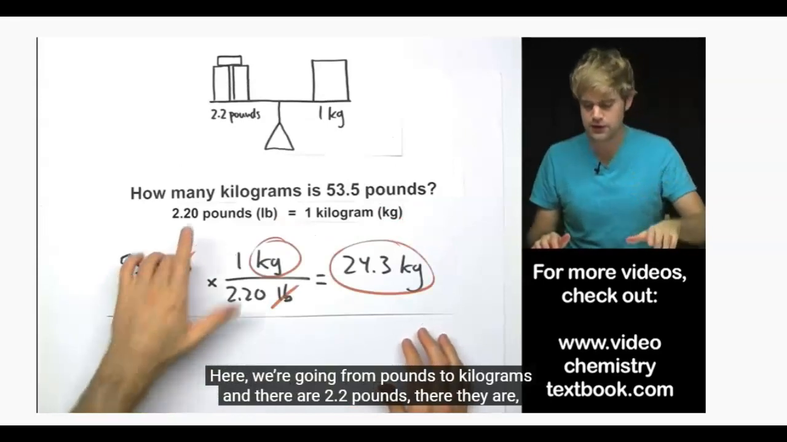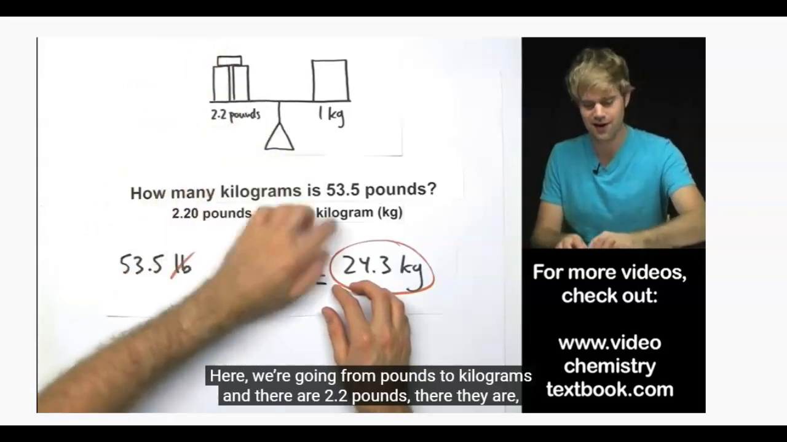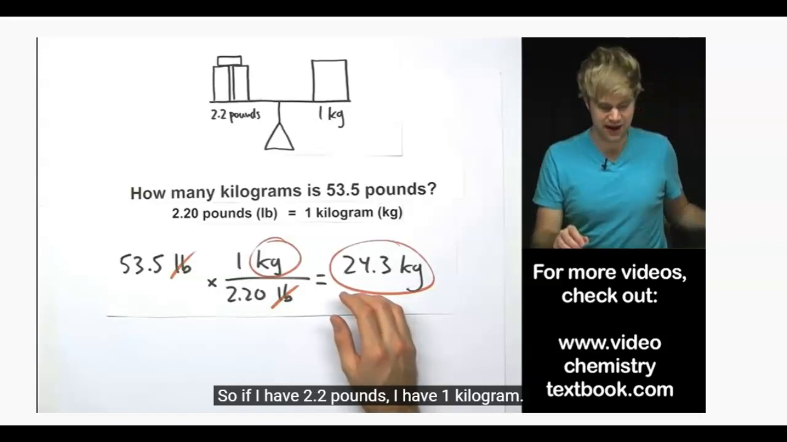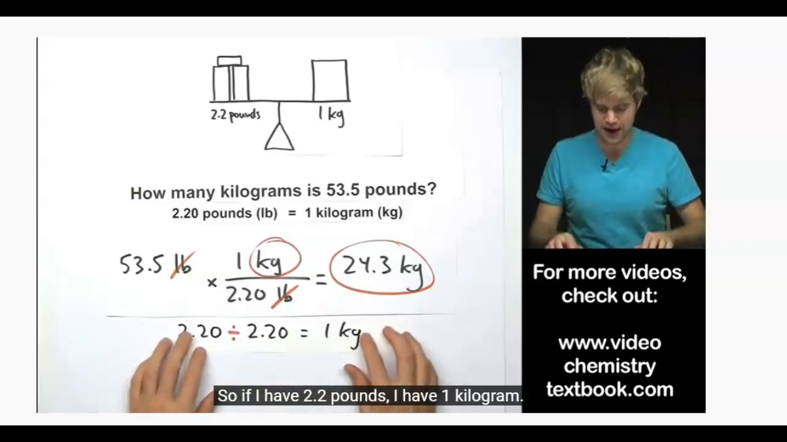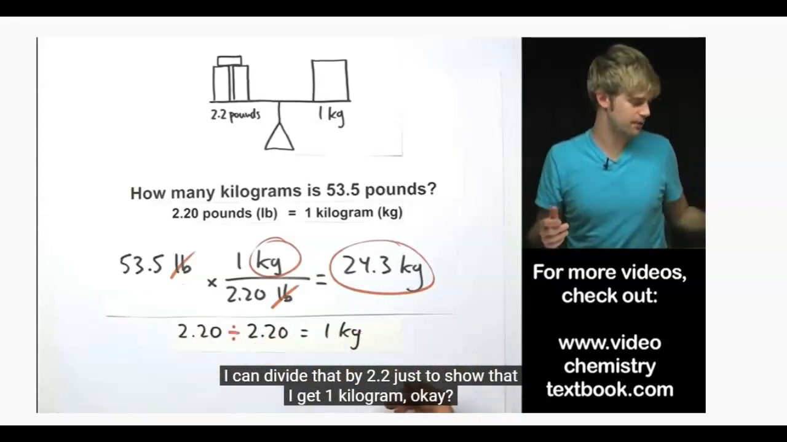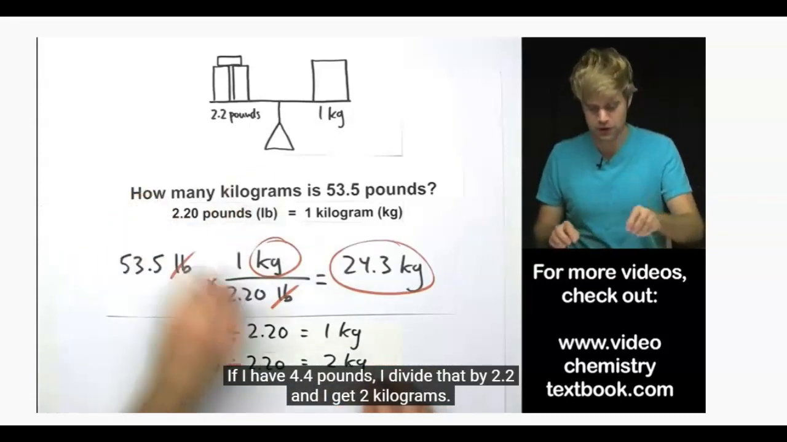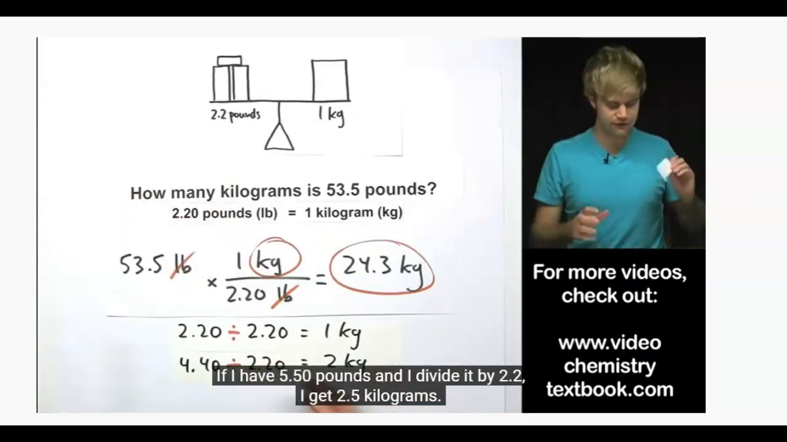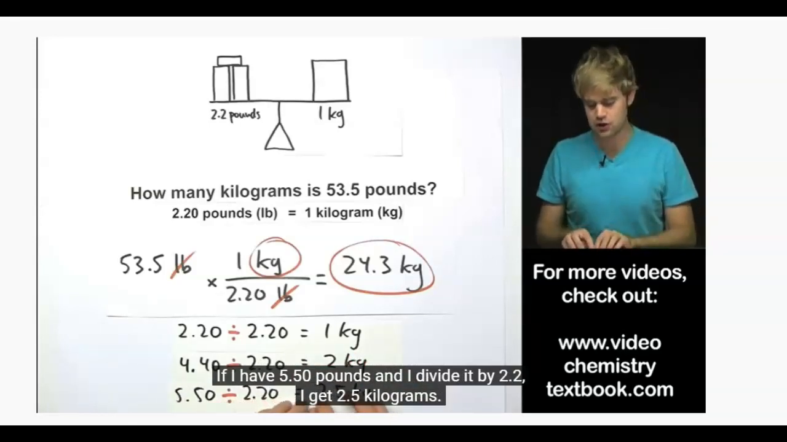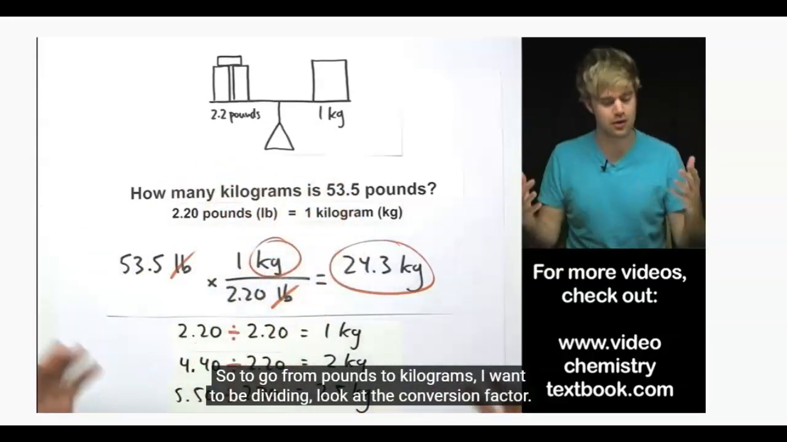Here we're going from pounds to kilograms. And there are 2.2 pounds, there they are, that equal 1 kilogram. So if I have 2.2 pounds, I have 1 kilogram. I can divide that by 2.2 just to show that I get 1 kilogram. If I have 4.4 pounds, I divide that by 2.2 and I get 2 kilograms. If I have 5.50 pounds and I divide it by 2.2, I get 2.5 kilograms. So to go from pounds to kilograms, I want to be dividing.